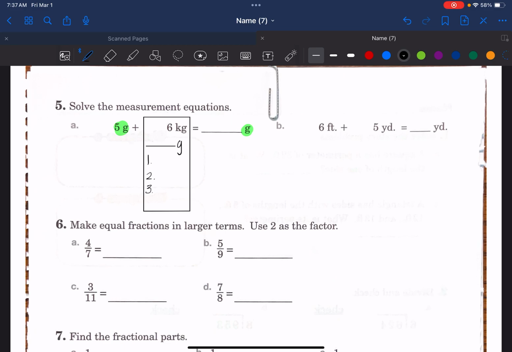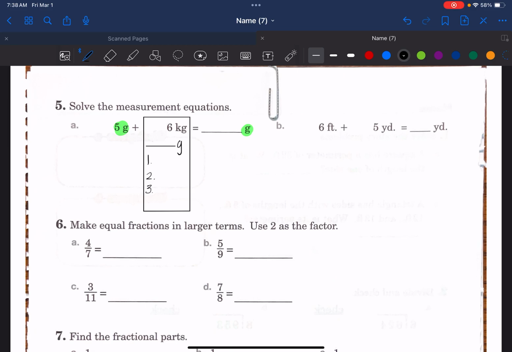So ask yourself, is kilograms bigger or smaller than a gram? Okay, figure out what that special number is. Okay, remember, kilo means 1,000. Kilo's on the left of our line of measurements in the metric system. Okay, so then you'd add it all up.